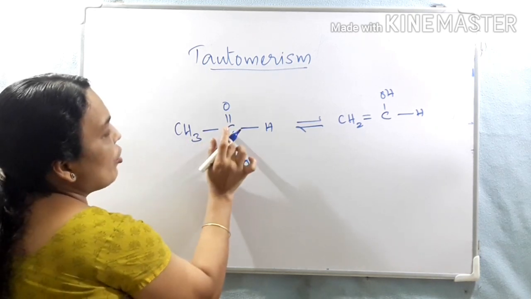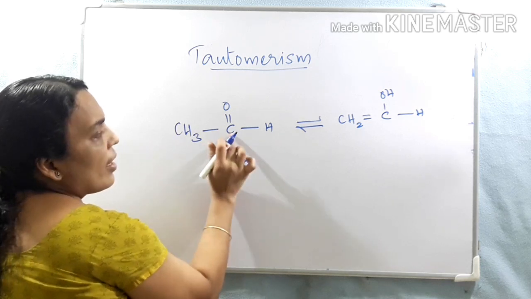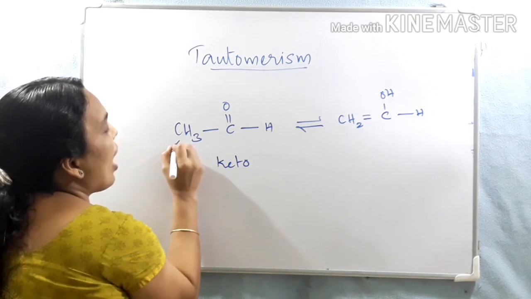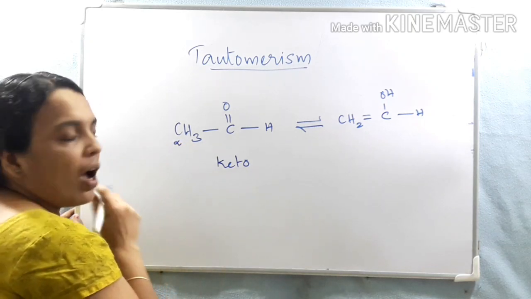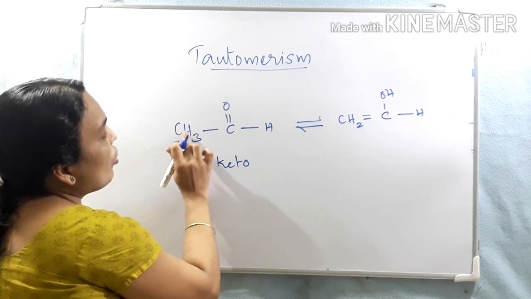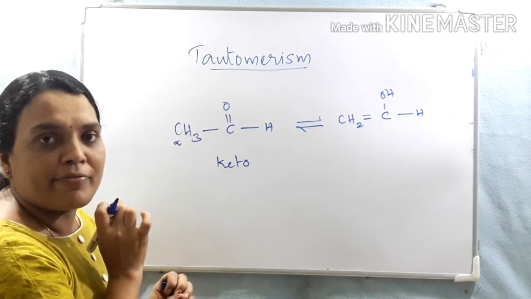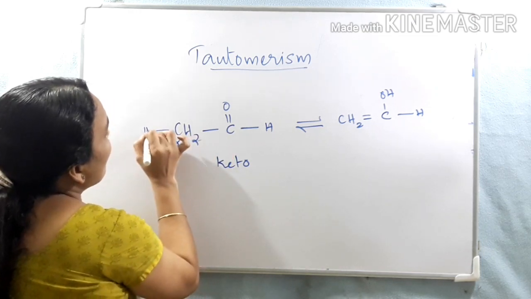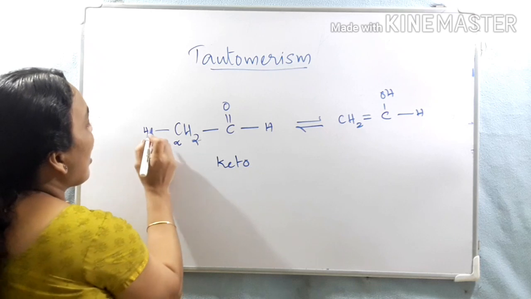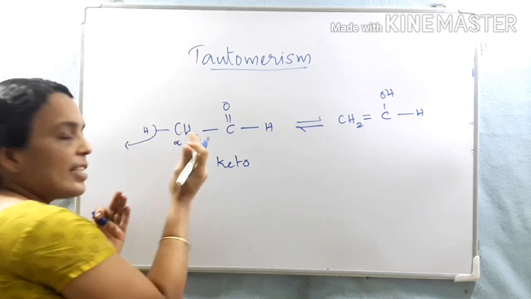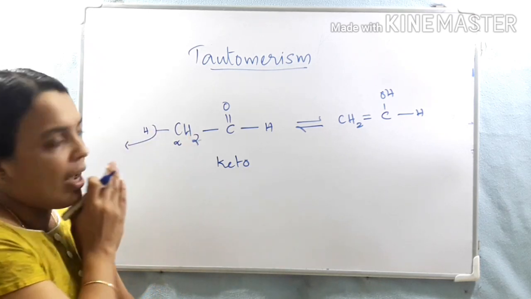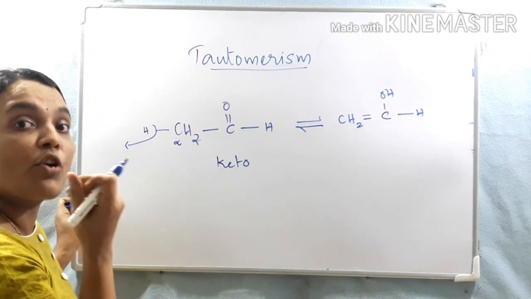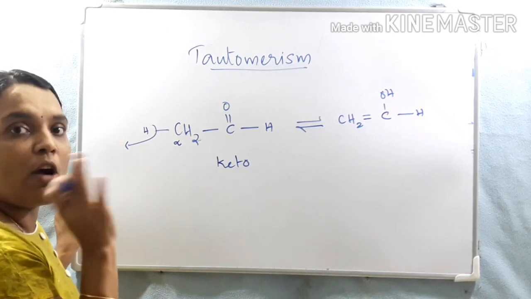Then this CH3 group, which is directly attached to this carbonyl carbon, is called the alpha carbon, and the hydrogen present on this alpha carbon is called alpha hydrogen. So what is happening here? Here one of these hydrogens from this alpha carbon is migrating. That is, it is leaving from this alpha carbon, and the hydrogen is released as an H plus ion, migrating without its electron.